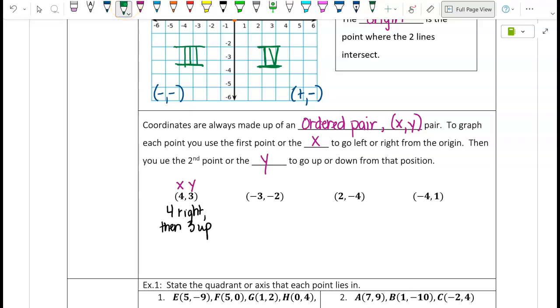We always do our left-right number first, then our up-down number. Our next ordered pair, -3, -2. Again, the -3 is represented by x. The -2 is represented by y. So the first number being negative, that's going to be 3 left. Then 2 is negative, so 2 down. Negative, negative is going to end up in quadrant 3.